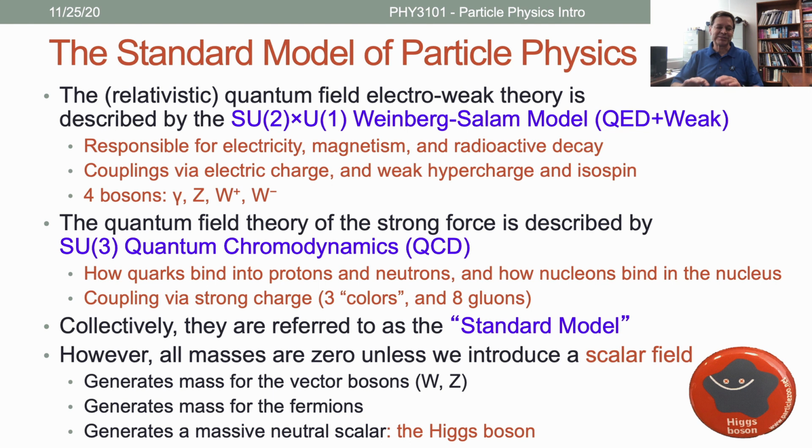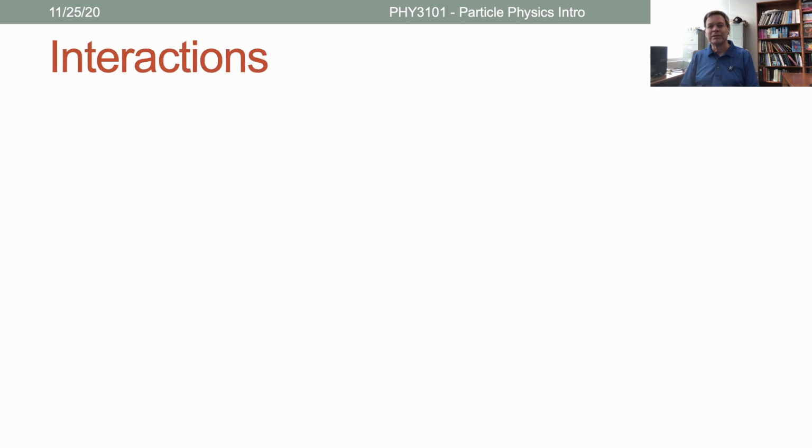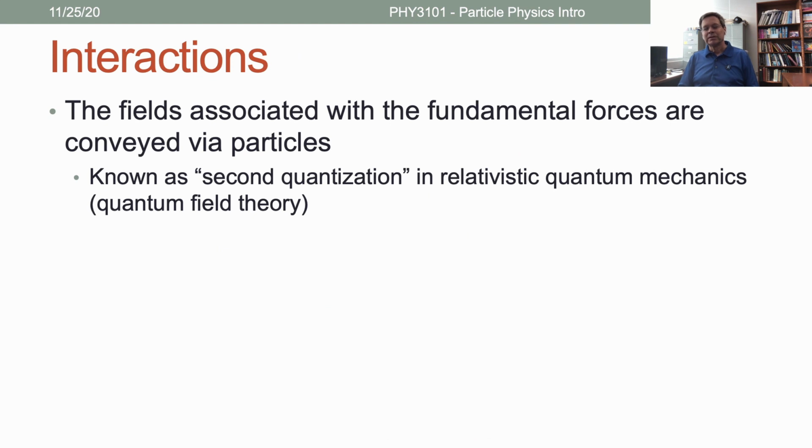Okay, so that's just kind of describing that there are some theories behind the scenes here to describe particle interactions. What we'll do in the rest of the lecture is show graphically how to draw what's happening and what's taking place in these interactions, although not exactly calculating quantitatively the results. So, interactions. As I've been saying, the fields associated with the fundamental forces are conveyed via particles. And this is known as second quantization in relativistic quantum mechanics, or perhaps now referred to as quantum field theory. So the forces themselves have been quantized, if you like, into particles, like the photon.